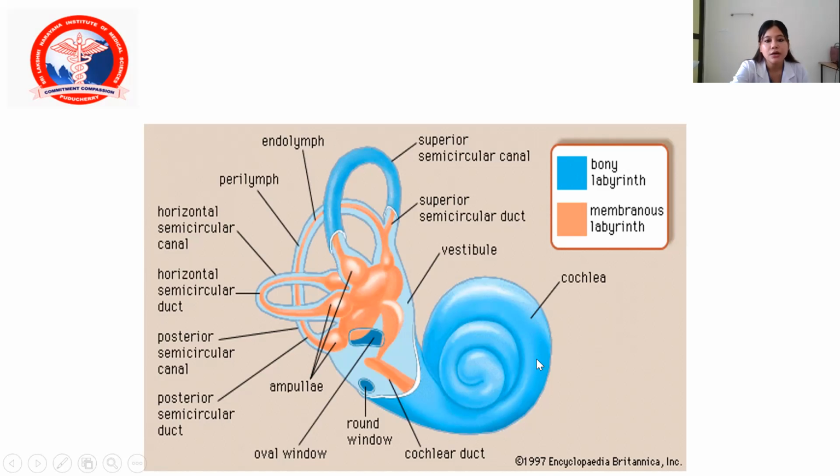Now this snail-like structure is known as the cochlea, which encloses the duct of the cochlea. So by this time we have learned the development of the internal ear, composed of two parts, the membranous labyrinth and the bony labyrinth. The membranous labyrinth is covered by the bony shell, that is the bony labyrinth. What are the parts of the membranous labyrinth? The superior semicircular duct, lateral semicircular duct, and posterior semicircular duct.